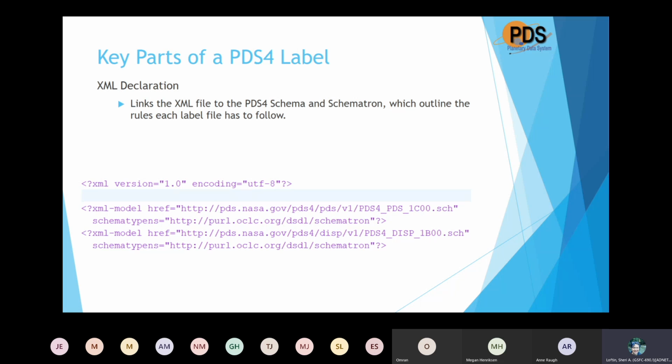But every label file will have this, and the only changes that will occur are if a newer version is created, or if you have other schemas and schematrons related to the particular type of file that you are doing. Like there's a display dictionary one that might be here if you're doing an image file, or a document one if you're doing a document.